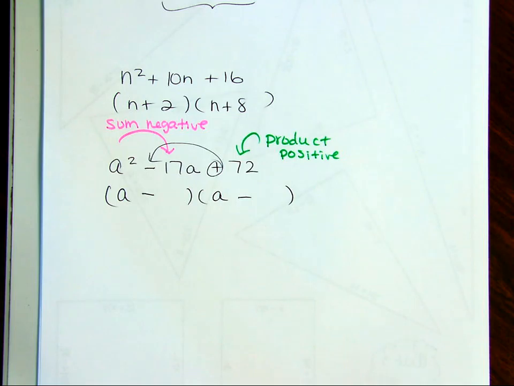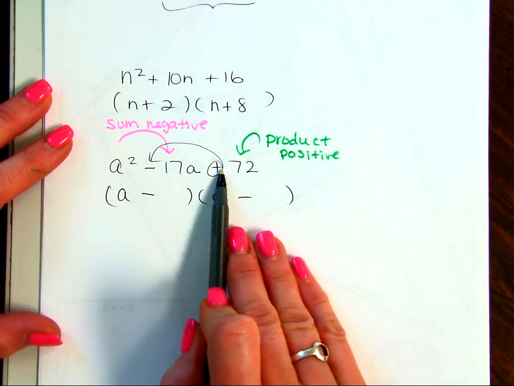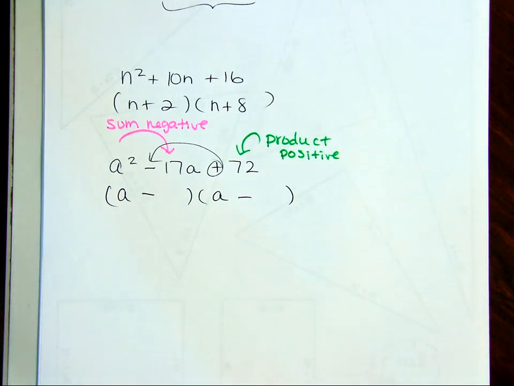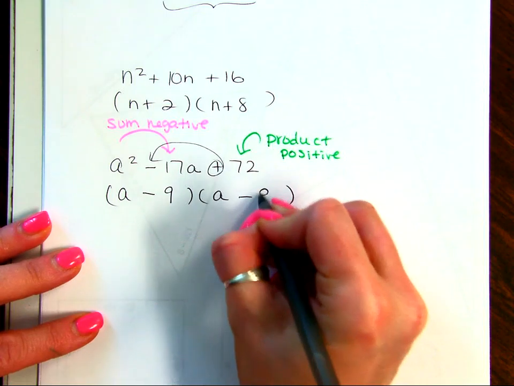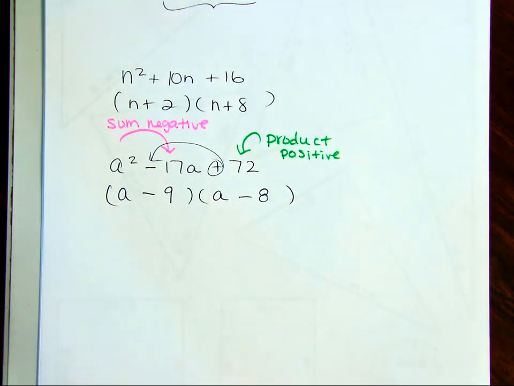Okay? So now then, I just find out what 2 numbers, when I multiply them, give me 72, but when I add them, give me 17. 8, 9, right? And because my minus is already there, I have a negative 8 and a negative 9. And it doesn't matter the order you write them. Because they're both minuses, right?